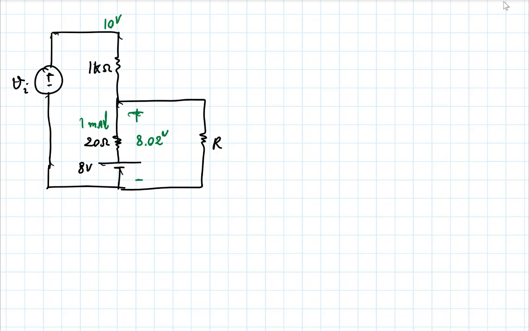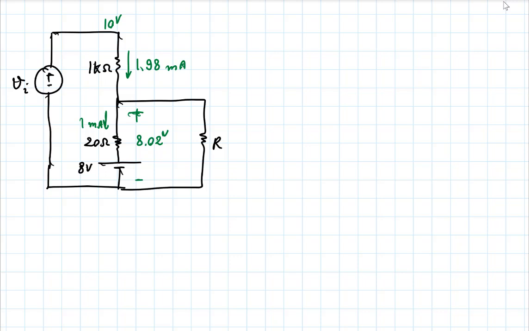So what will this current be? Notice again the order of things that I'm doing this in. So you want to follow the progression on the board. So what is this current there? That's 10 minus 8.02. That's 1.98 divided by 1 kilo ohm. So that's 1.98 milliamps. And please verify that I'm doing it correctly.